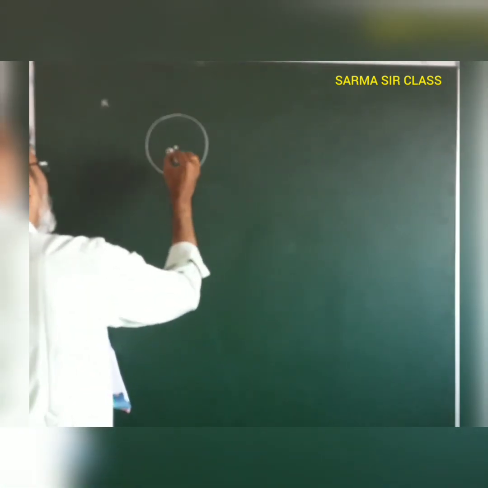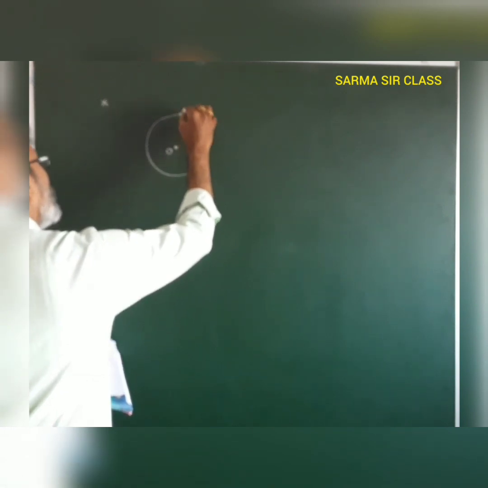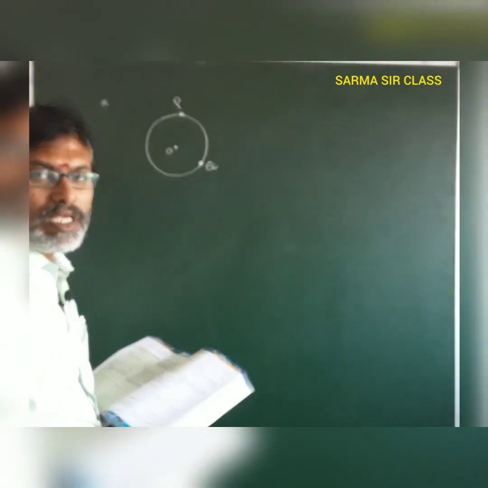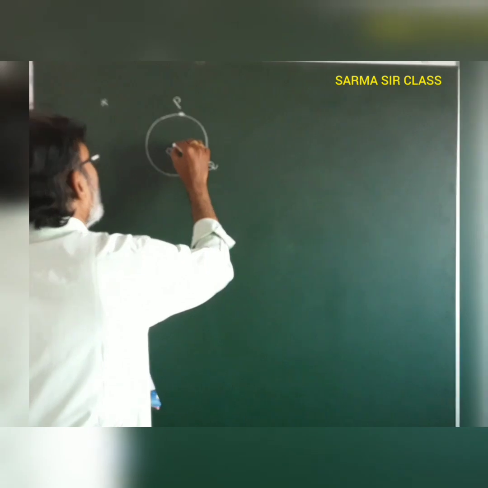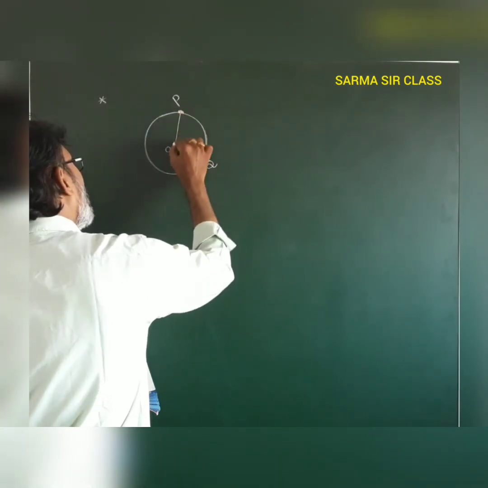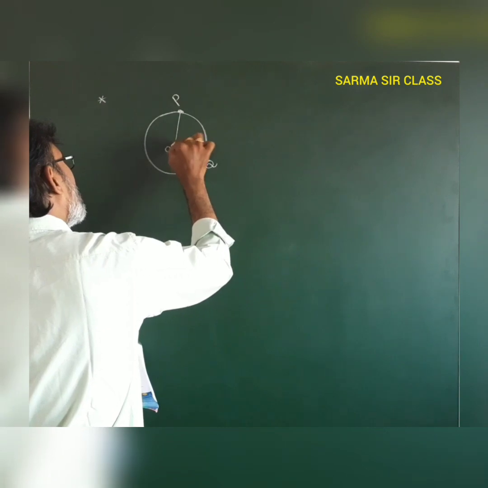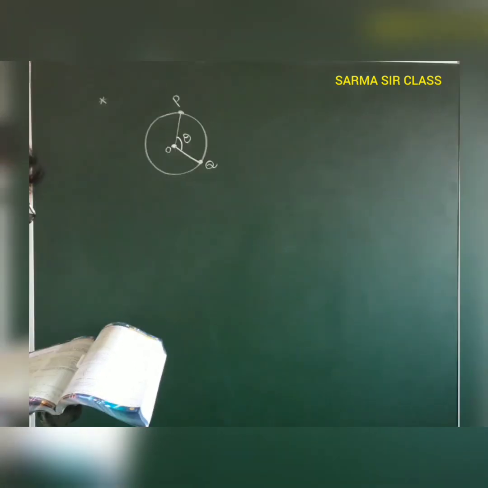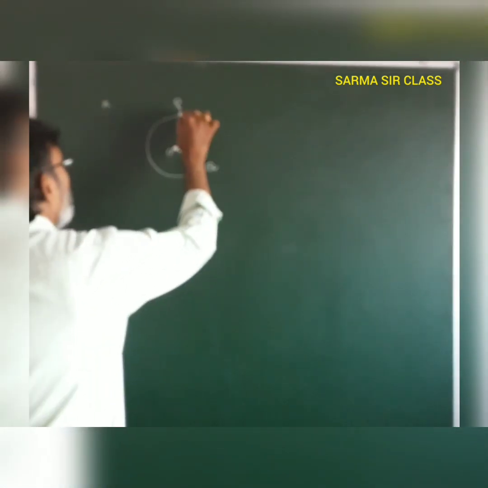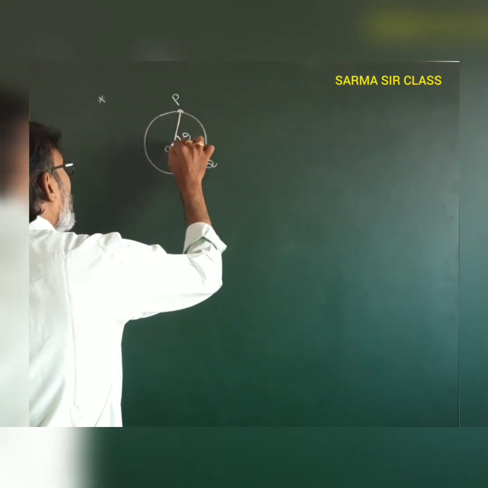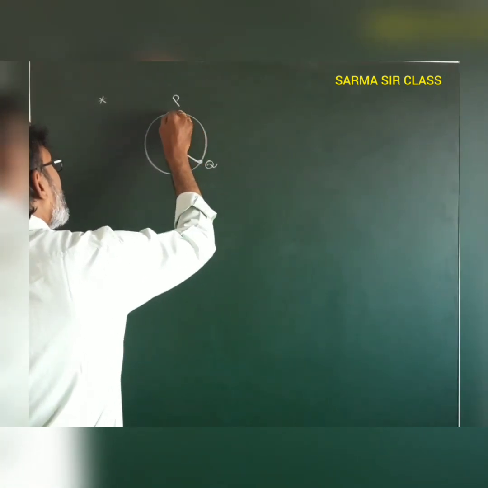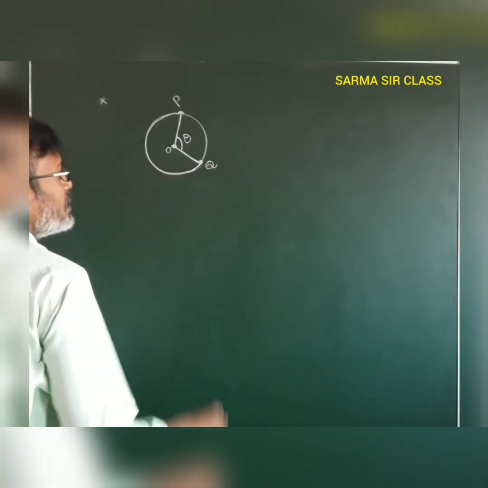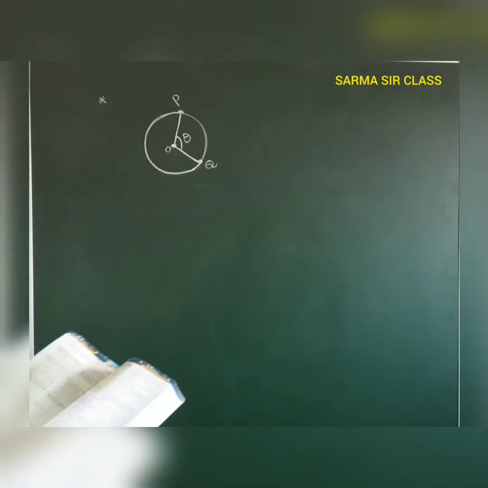Now this is the center O. Here we are taking 2 points, one is P and the other one is Q. At the center, the angle is theta. Here POQ is one segment and PQ is another segment. It means one uniform ring is divided into 2 parts.